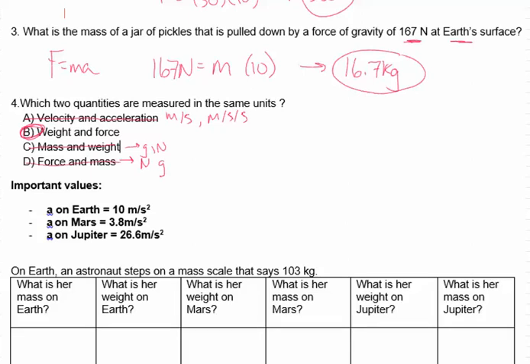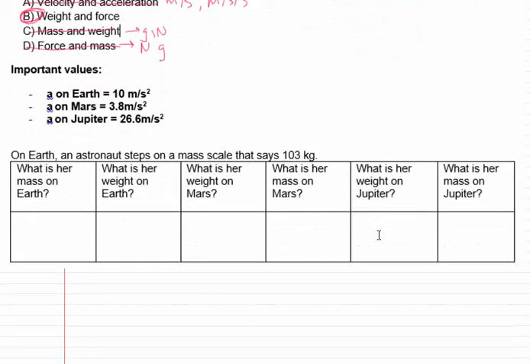B is our answer. For the last part, we are being asked to do some calculations for different planets given a person's mass. So we're told that the mass of this person is 103, and it wants to know all this stuff about Earth, Mars, and Jupiter. I'm going to tell you that 3 of these boxes are sort of trick questions. Maybe they're tricky just because they're so easy. But a lot of people fall into this trap. They think that, oh, just because I went to a different planet, I all of a sudden have a different mass. Not true.